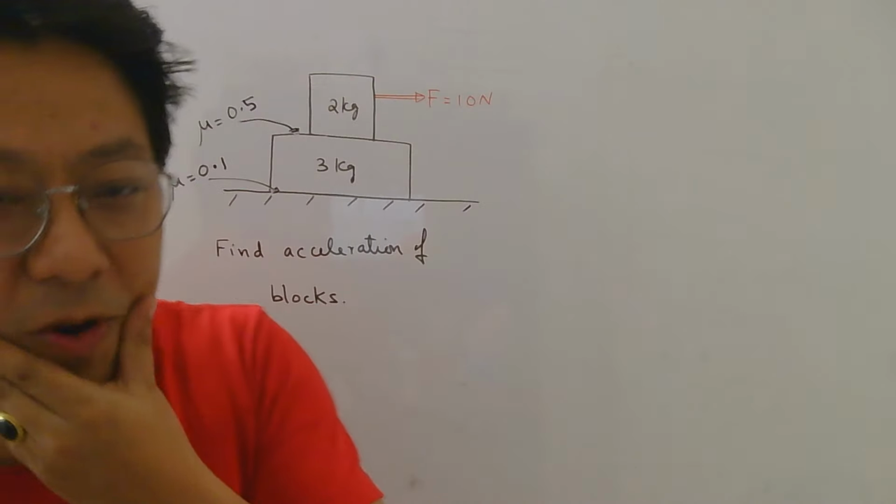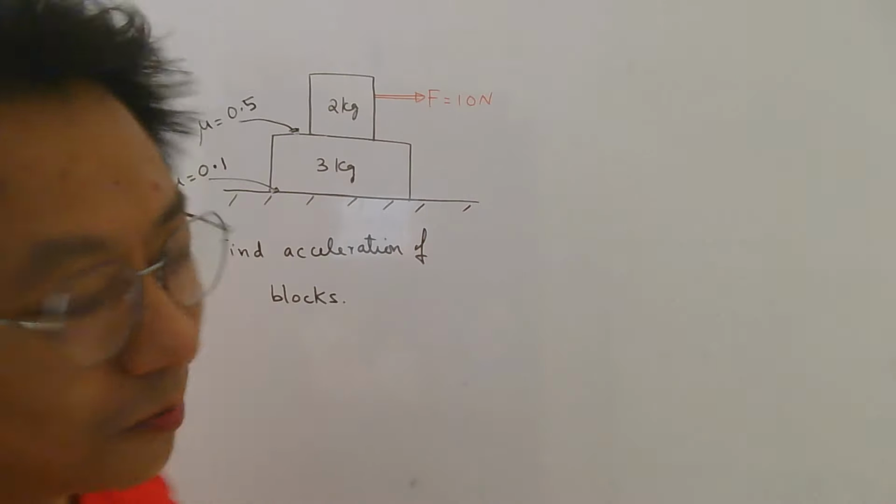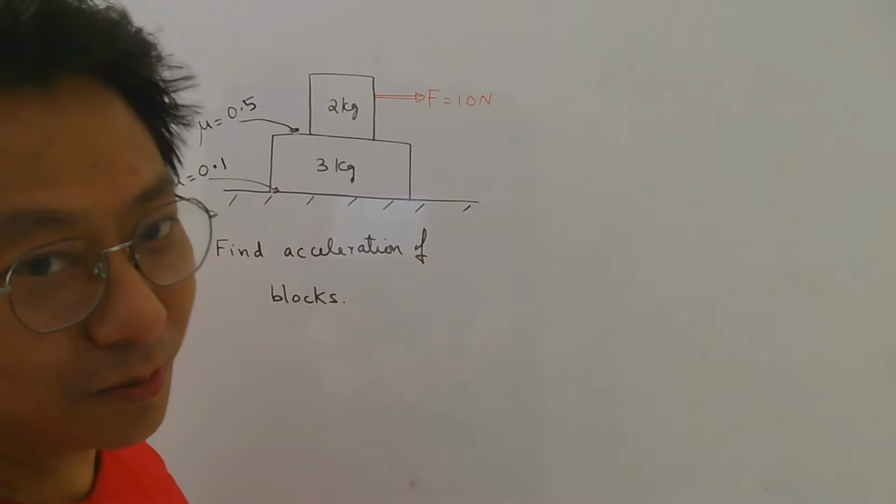Now from the one block problem, let us come to the two block problem. So we have a 2 kg and a 3 kg block.